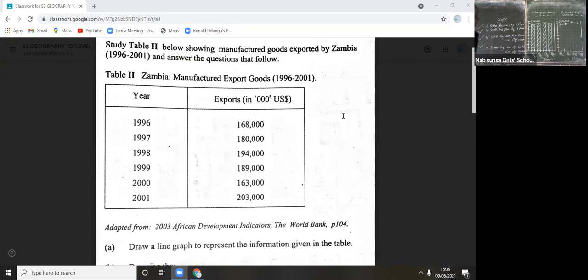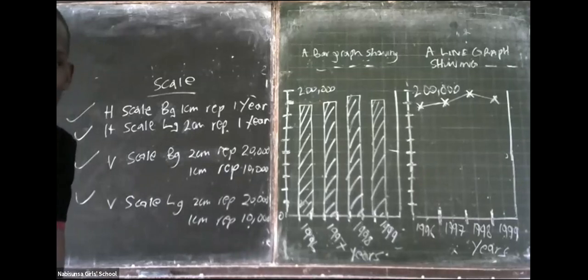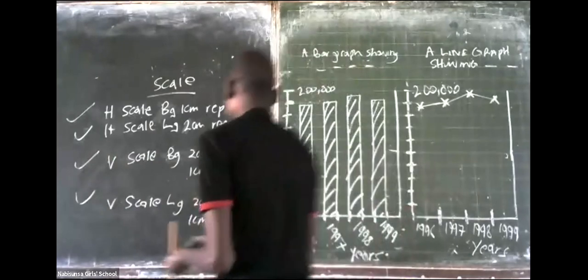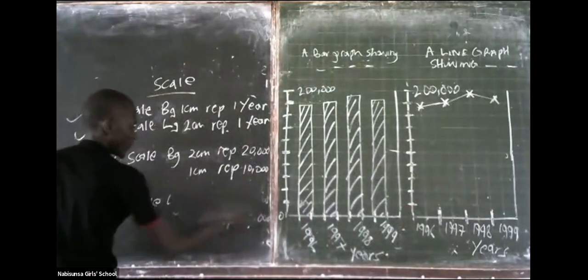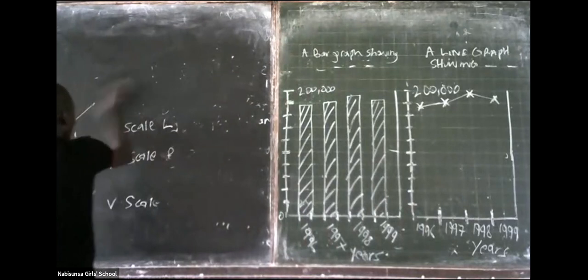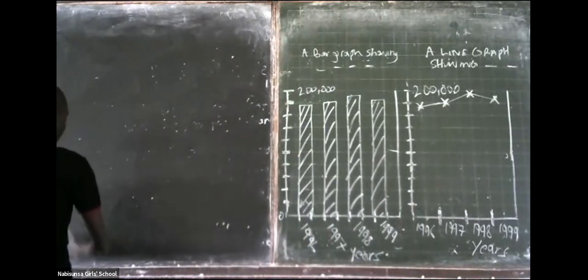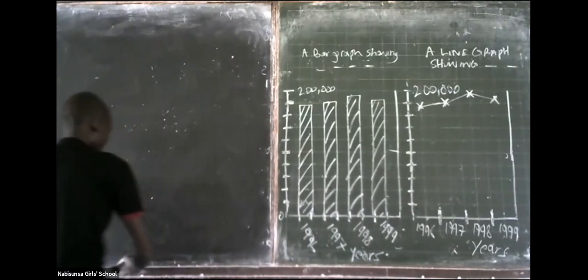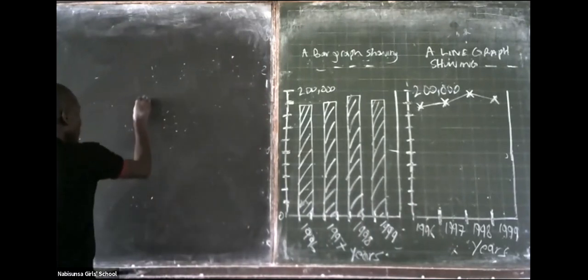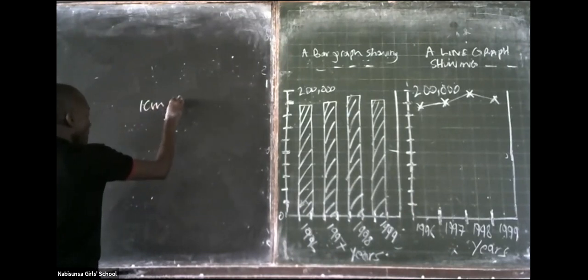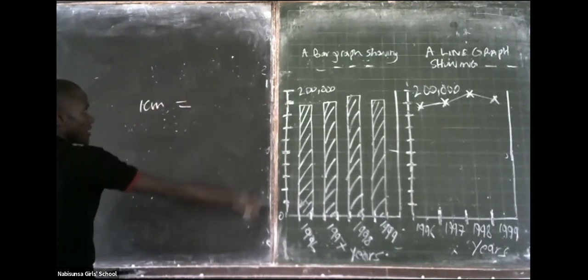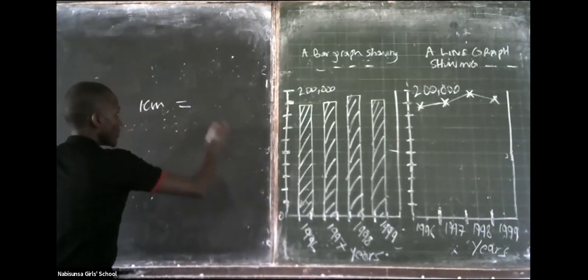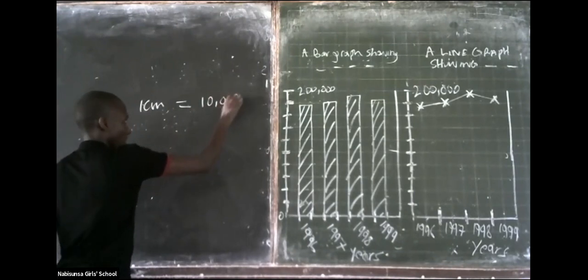People, listen. Even the other thing I didn't talk about, the easiest way of plotting, let us use this table, the same table we are having. Here, that's why we need the value of 1 centimeter. Our 1 centimeter is equivalent to what? 10,000. Yeah, thank you.